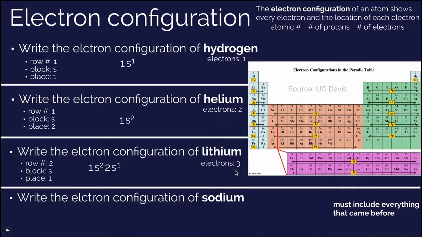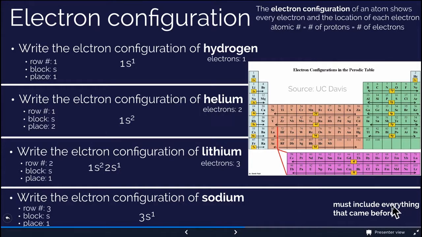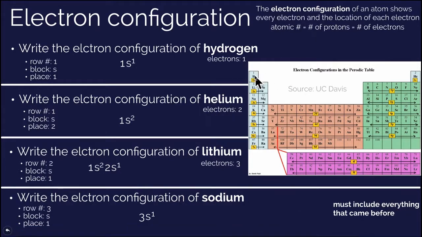And then finally, let's move on to the next one. Sodium, it is right here, number 11. And we need to know the same information for it. We need to know what row it's in, 1, 2, and 3, and what block it's in. It's in the S block. So far we can have 3s, and again, it's in that first place of the S block. So we are putting in 3s1 as the final location of sodium. But remember that you also need to put in everything that came before it. So we need to go through hydrogen and helium.